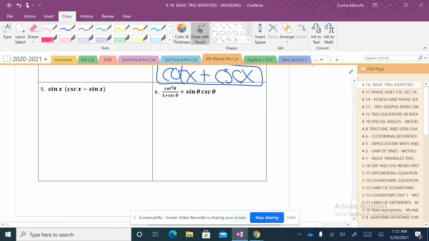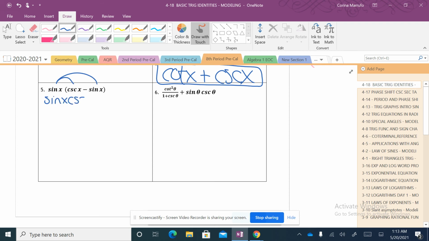Okay, the next one, here we have sine of x times cosecant of x minus sine of x. So first, I'm going to go ahead and distribute the sine to each one first. So I have sine of x, cosecant of x, minus sine squared of x. Okay. Now, I know cosecant is the opposite of sine. So I'm going to go ahead and rewrite it as 1 over sine of x. Okay. Everything else I'm going to keep the same.